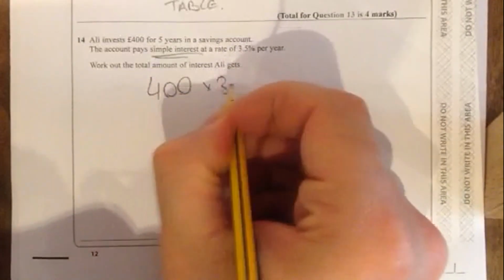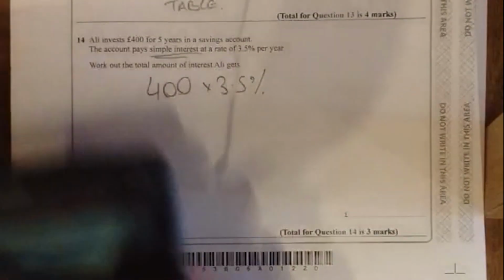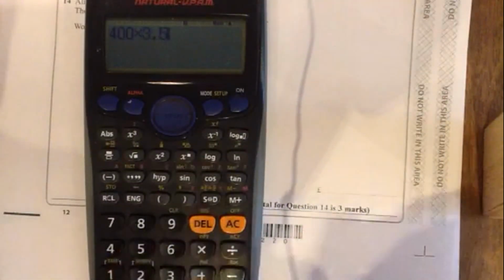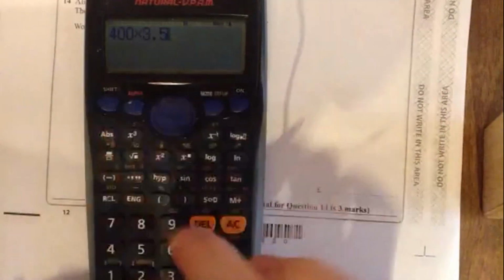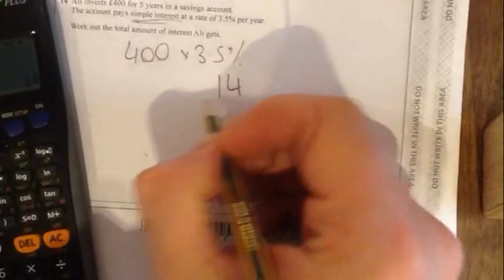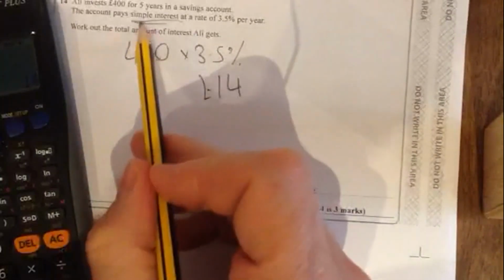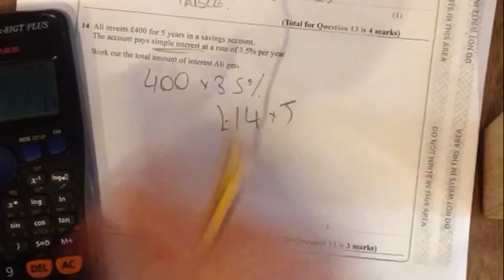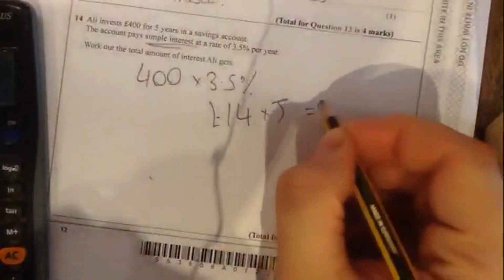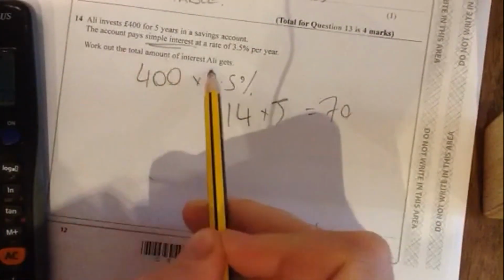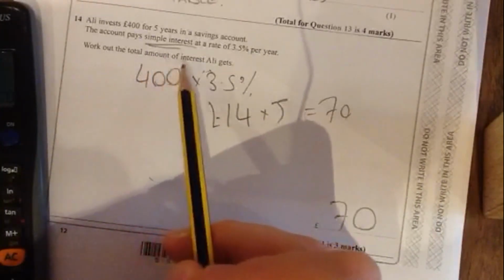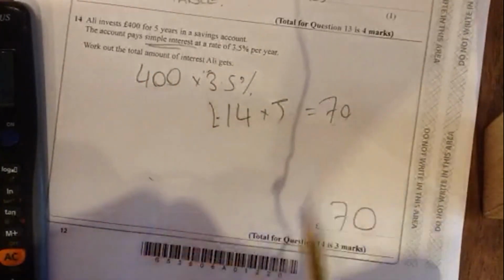Because it's calculator paper, I'm just going to put 400 times 3.5%, which is 14. So he gets £14 interest. He gets it for 5 years, so we'll times this by 5. That gives 70. We're working out the total amount of interest, so the answer is going to be 70. If you said work out the amount that you get in his bank account, then it'd be 470, but it's not.